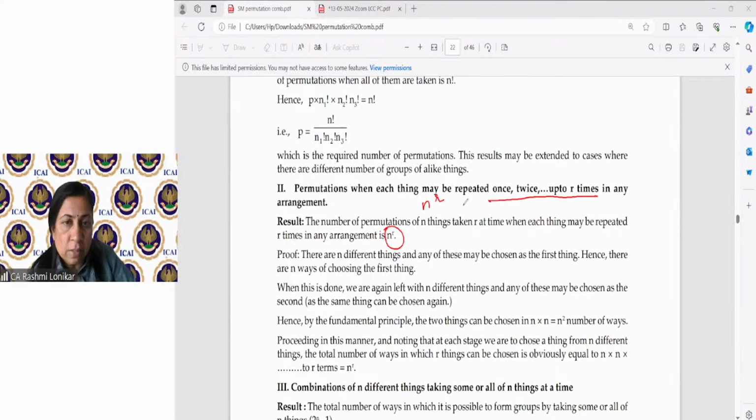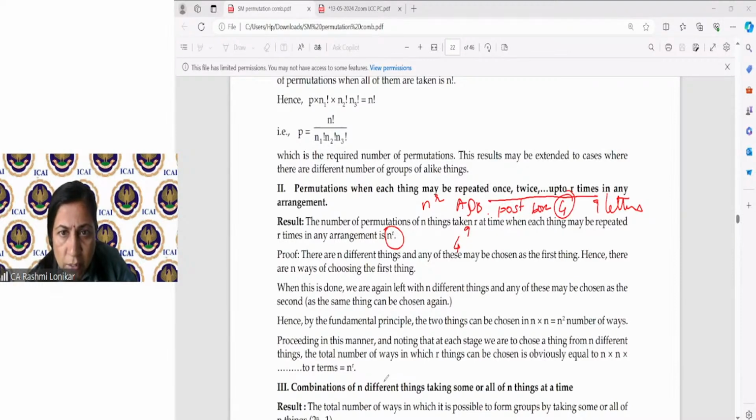So there is this question in AQB about post boxes and letters. I think 66 or something. There are 4 post boxes and 9 letters. So in that case, how many post boxes are there? 4, and raised to 9. Because here there are 4 post boxes and the 9 letters can be put in any of the 4 letter boxes. So when each thing may be repeated once, twice, up to r times in any arrangement, this is the case. This will be the answer, right?